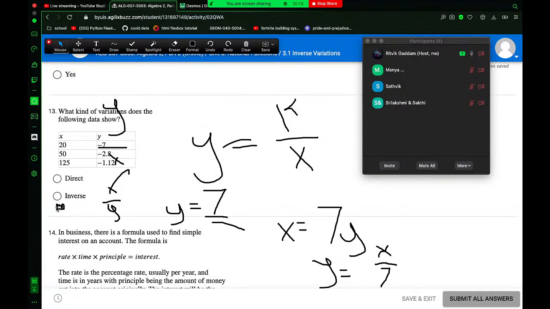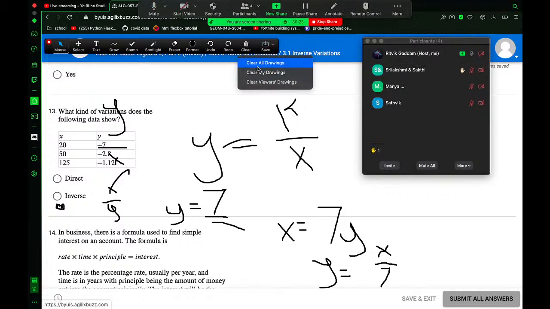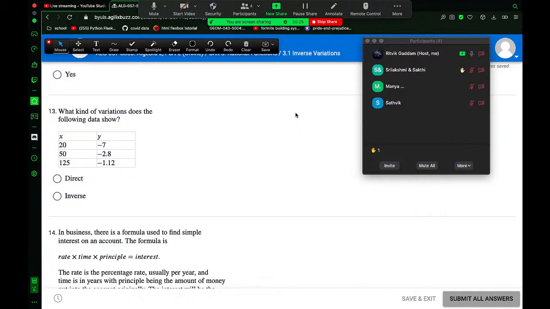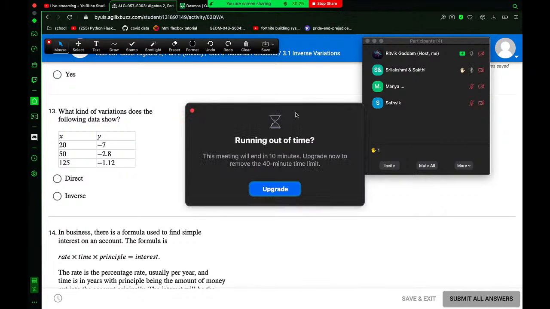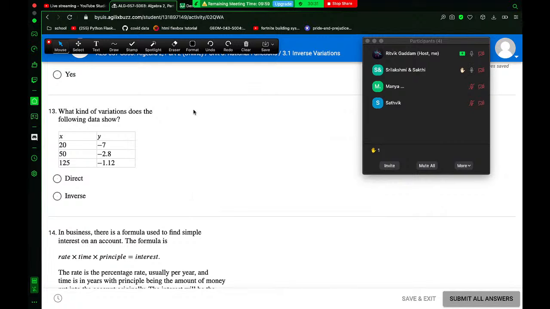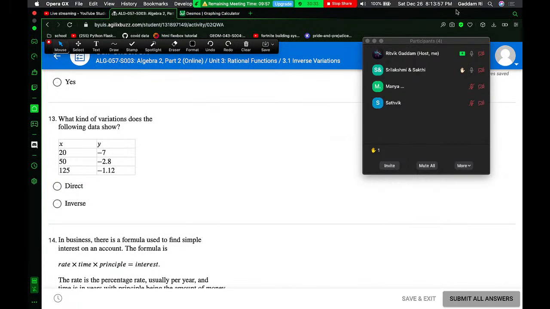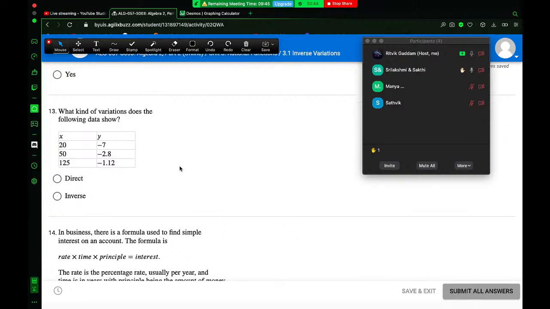What kind of variations does the following data show? That's number 13. So raise your hand in the chat if you want to go for this question. Sri Lakshmi, you can do this one. Okay, so the x-axis increases and the y-axis decreases. And so I think this would be an inverse variation.